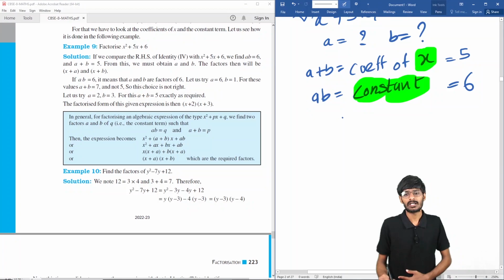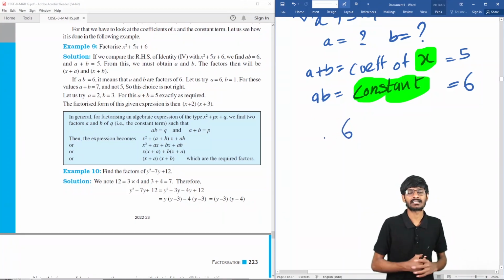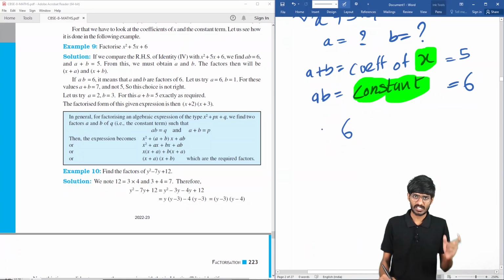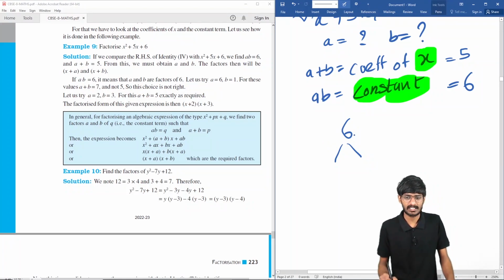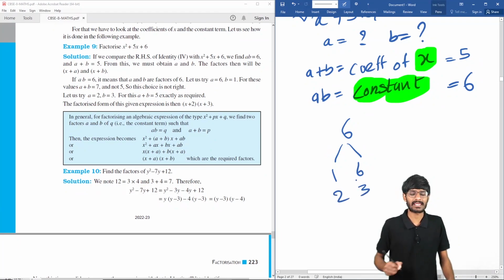So first thing is, when you multiply two factors you will get 6. So we have to write the factors of the constant term. Here the constant term is 6, and what are the factors for it? Simply 1 into 6 is one factor, 2 into 3 is another factor. Is there any other factor for it? No. So out of these, which one do we have to select?